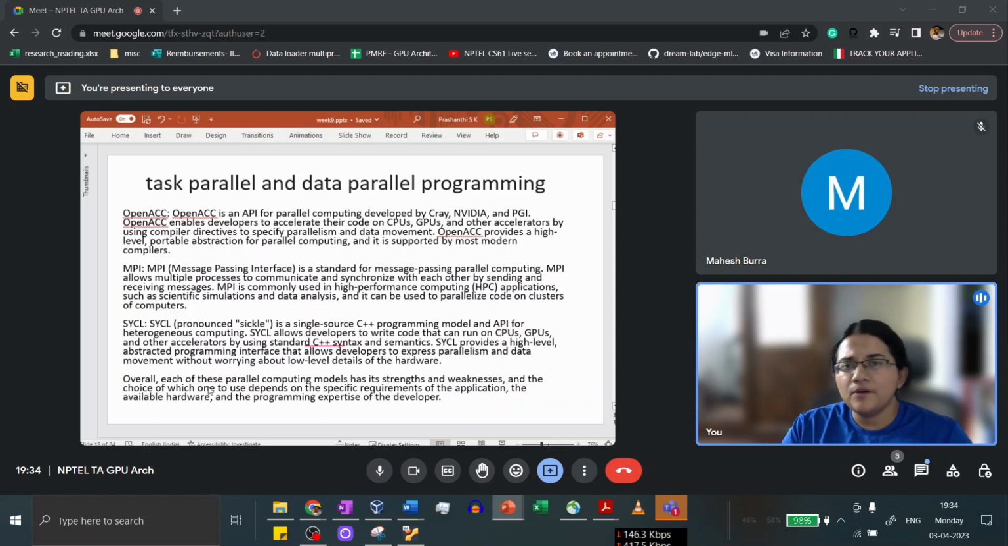So overall, each of these has its strengths and weaknesses, and which one you want to use depends on the specific requirements of the application, the hardware and the programming expertise, right?